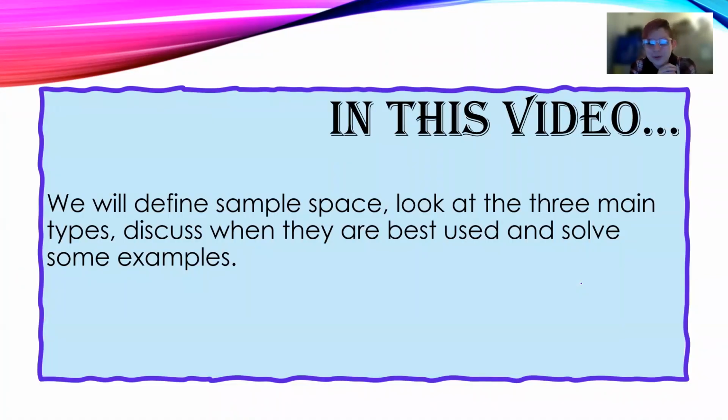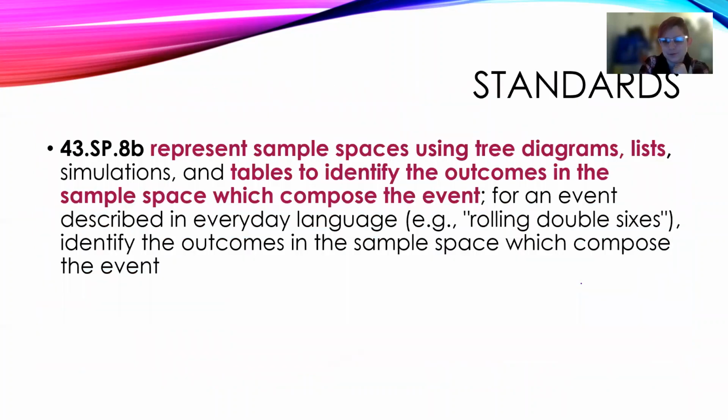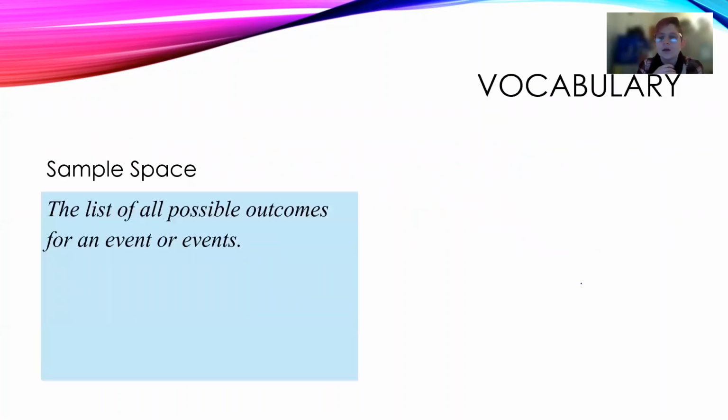So in this video we will define sample space, look at the three main types we use, discuss when they're best used, and solve a few examples. So we're looking at standard 43 SPB8, represent sample spaces using tree diagrams, lists, and tables to identify the outcomes in a sample space. So what is a sample space? It's a list of all possible outcomes for an event or events.